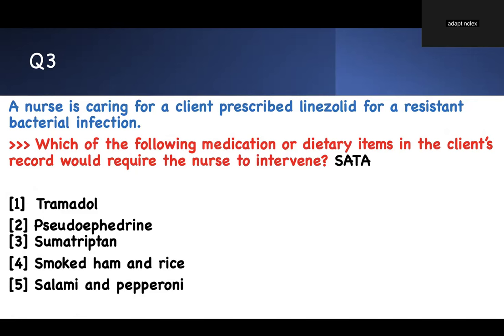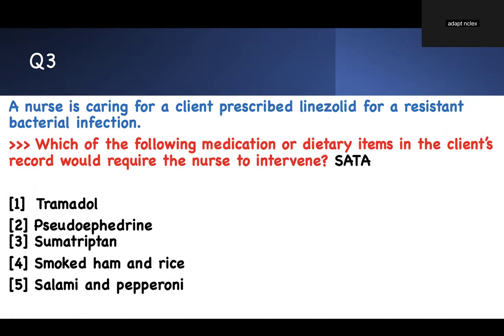Tramadol is a serotonin stimulant. It acts on serotonin receptors. You should not take it with linezolid. Pseudoephedrine will increase your pressure, and since linezolid is going to increase your monoamine, it's also going to do the same thing.